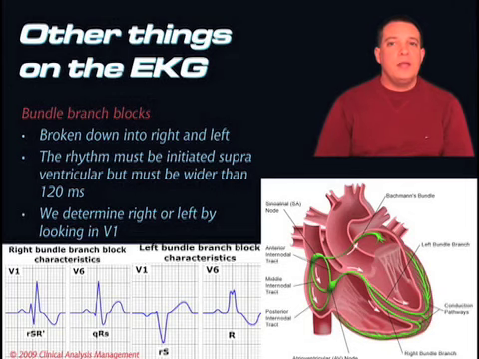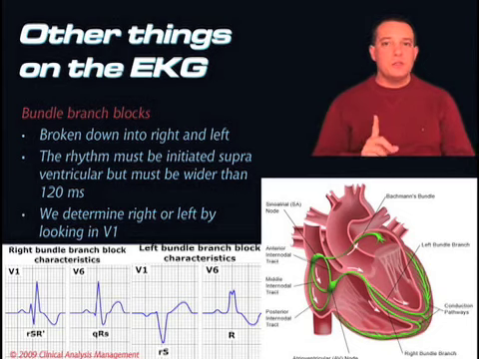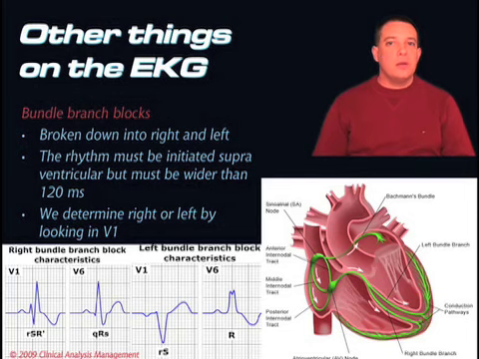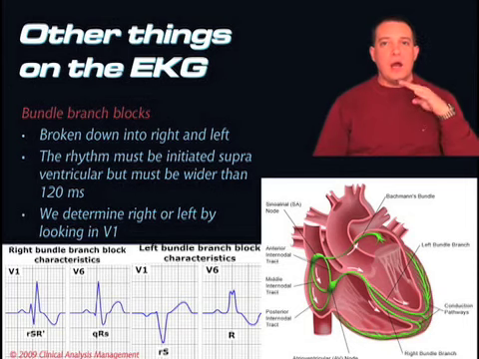Remember that the way that we diagnose a bundle branch block, in order to say somebody has a bundle branch block, the first thing that we have to say is that their rhythm has to be supraventricular. If it's a ventricular rhythm, by definition, it's going to be a wide rhythm. In order to say somebody has a bundle branch block, the rhythm has to be supraventricular. So it has to initiate somewhere from the AV node up.